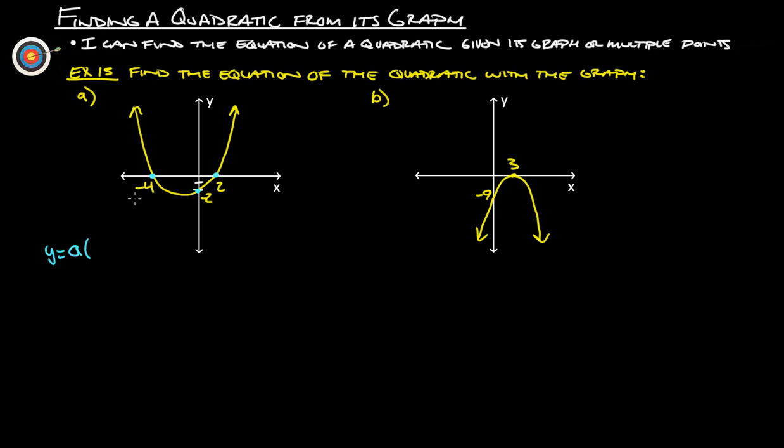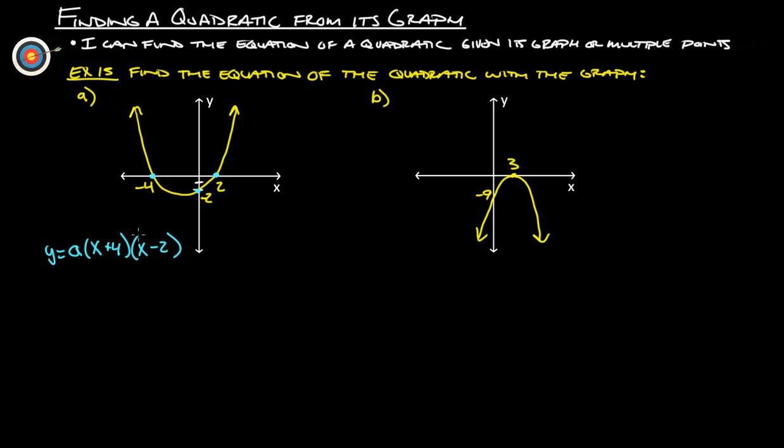And we know that if the x here is negative 4, negative 4 plus 4 gives us 0, right? So that's going to be x plus 4. And then over here at 2, so when the x is 2, what do we do to 2 to get it back down to 0? Minus 2. So we know that that's part of our equation here.